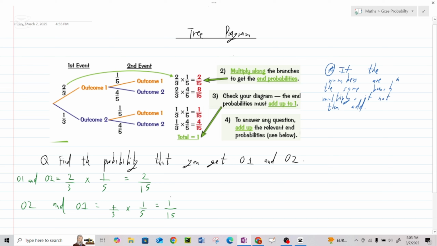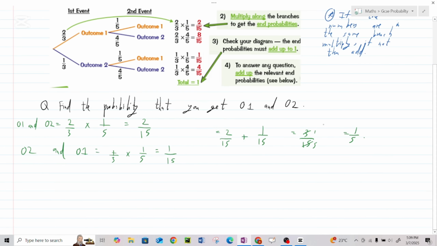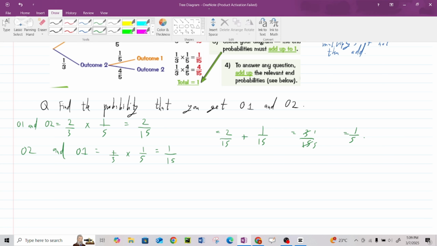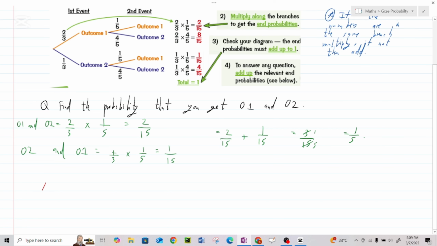Now what do we do with these two answers? Add them. As I said, if these two are not in the same branch, then add them. So 2 by 15 plus 1 by 15, the answer is 3 by 15, or in simple words, 3 times 1, 3 times 5, 1 by 5 is our final answer. Now, next thing, there's also a special case in tree diagrams. Let me write that here.